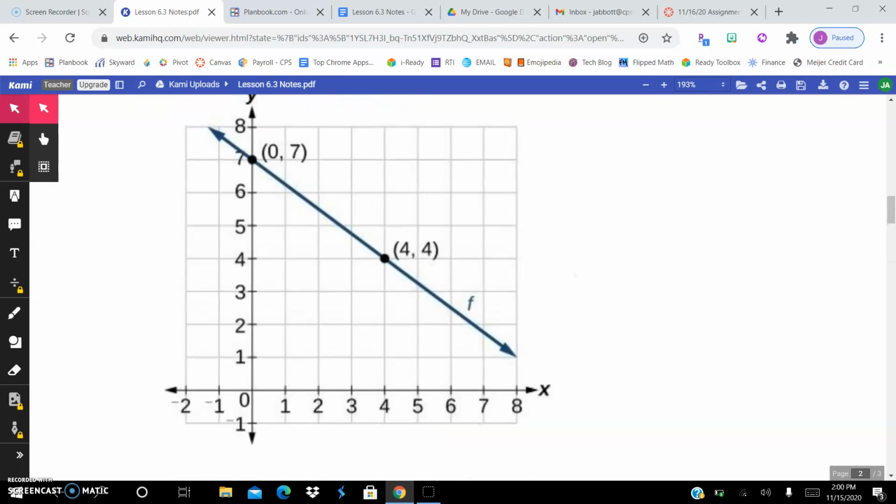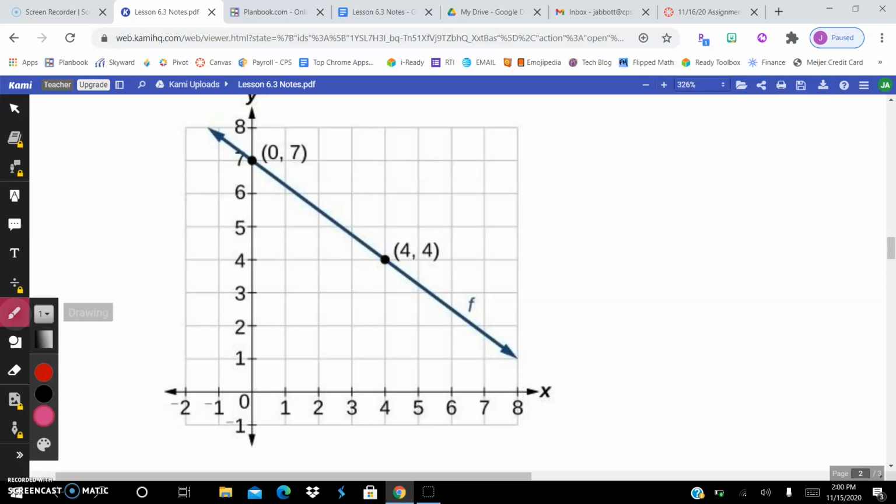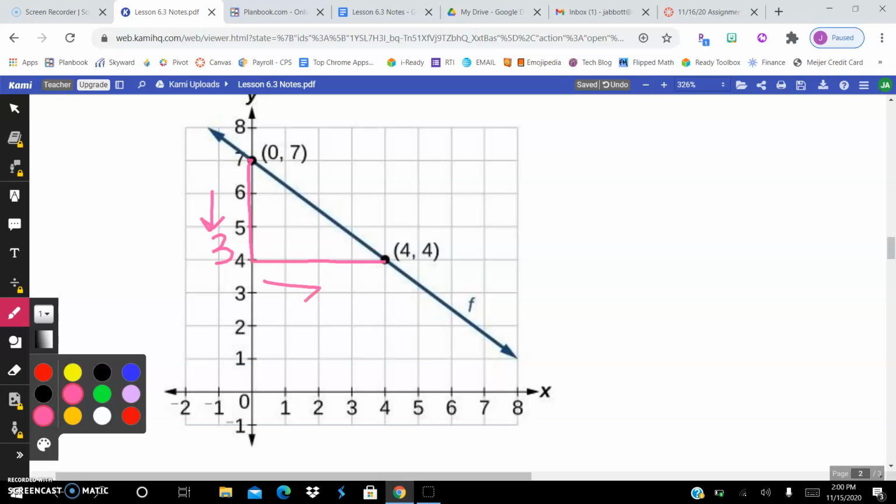So you could be given a graph and asked to find the slope. If that's the case, you simply find the rise over run. So you pick one point and you move to the other point. So I'm going to start here at this top one. I'm going to go down and then I'm going to go over. So I have to figure out how many I went down, and it looks like that's 3. So down 3 here. And then I move to the right, 1, 2, 3, 4 spots. So my rise was down 3, which would be negative. And my run was 4 to the right, which would be positive. So my slope is negative 3/4.